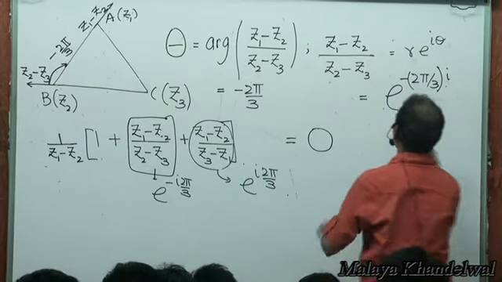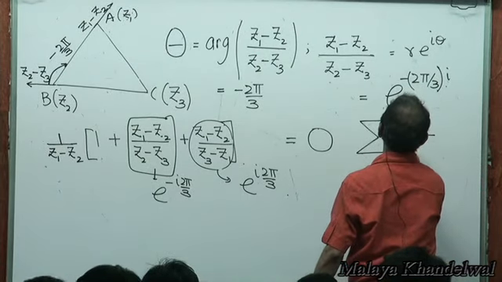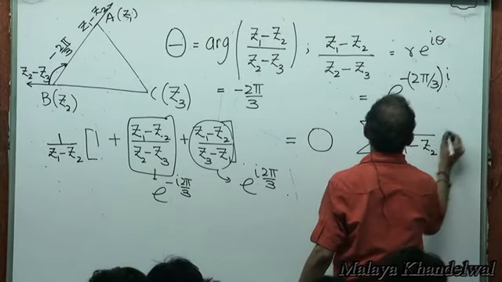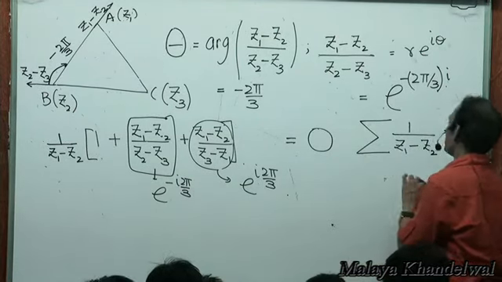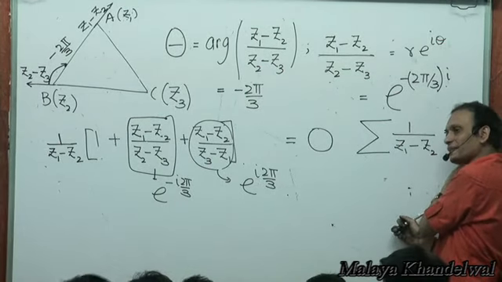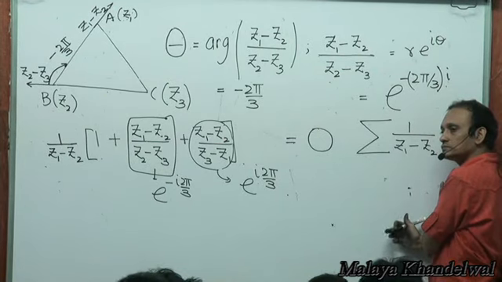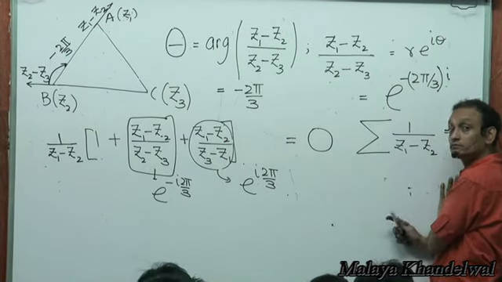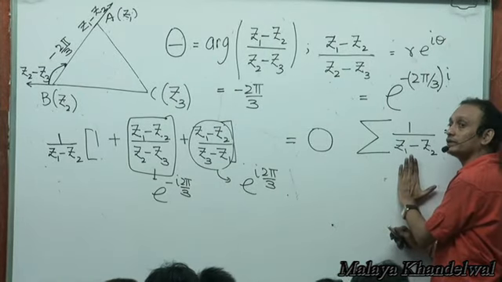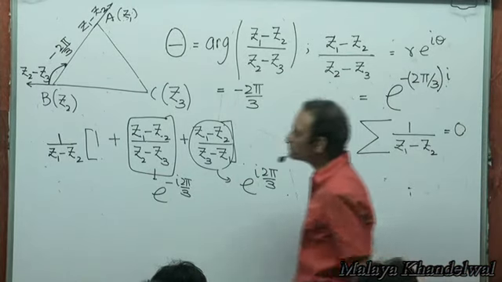So for an equilateral triangle, summation 1 by z1 minus z2 is going to be 0. That means 1 by z1 minus z2 plus 1 by z2 minus z3 plus 1 by z3 minus z1 must be 0 for an equilateral triangle. Right? So this is an important result for an equilateral triangle having vertices z1, z2 and z3.